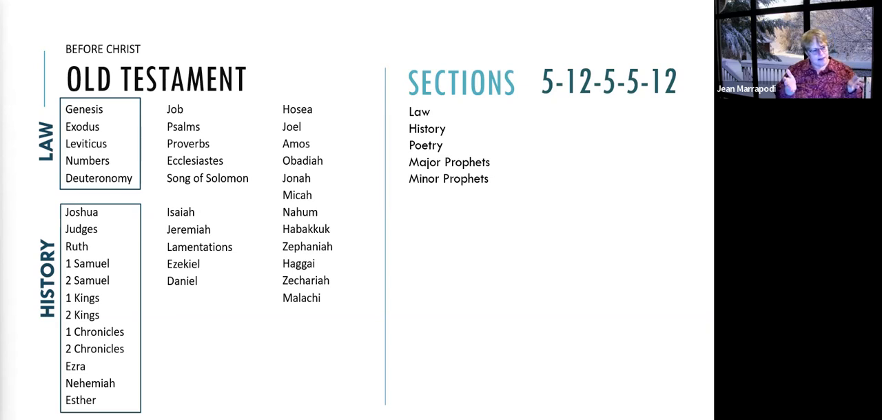Now, you might be thinking, well, wait a minute, there's a whole lot of books left over. Well, those books fit into the history of what we have. Job, Psalms, Proverbs, Ecclesiastes, and Song of Solomon are books of poetry. And you may remember from your English lit class, we read poetry different. It functions differently. It might have a story, but oftentimes there's a lot of imagery in there. They might be song lyrics. There's a variety of things that are in there.